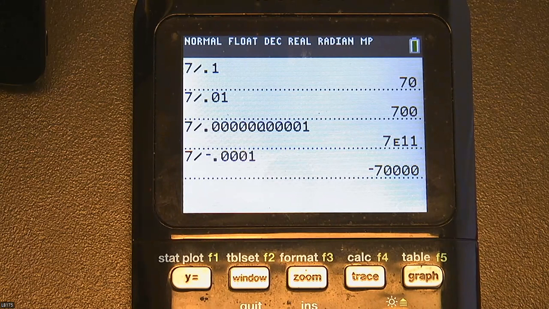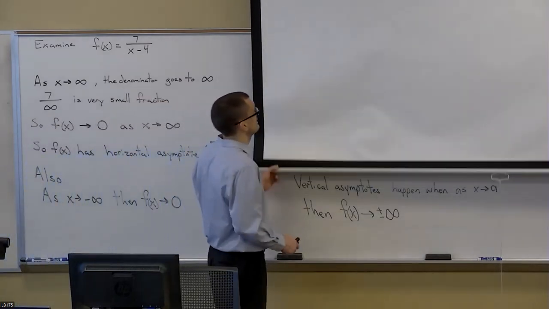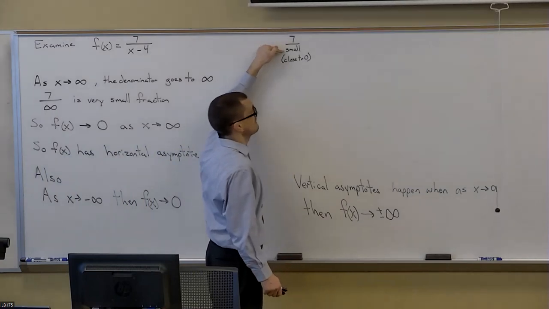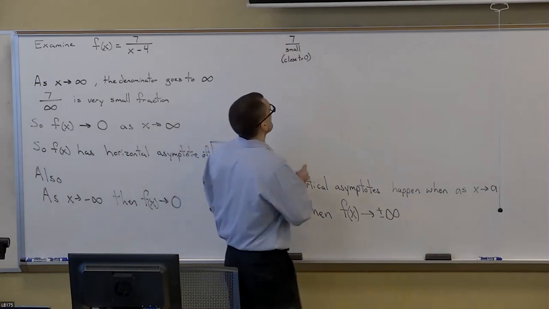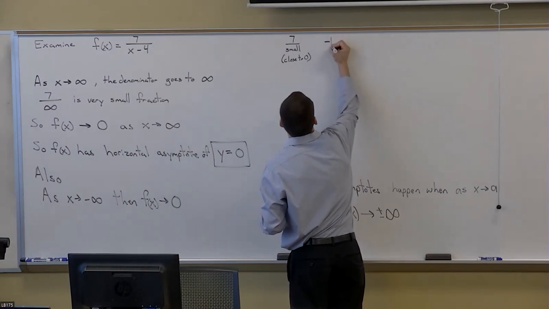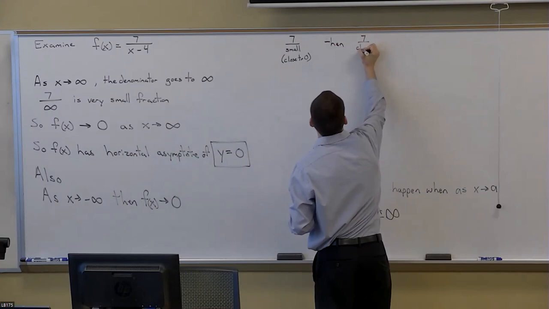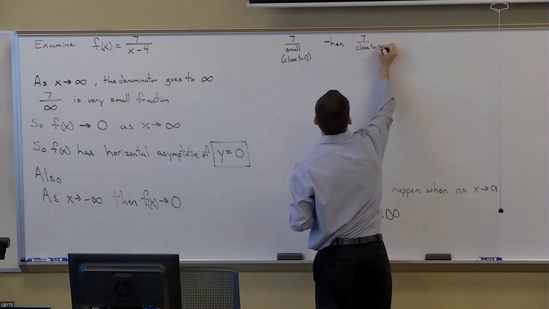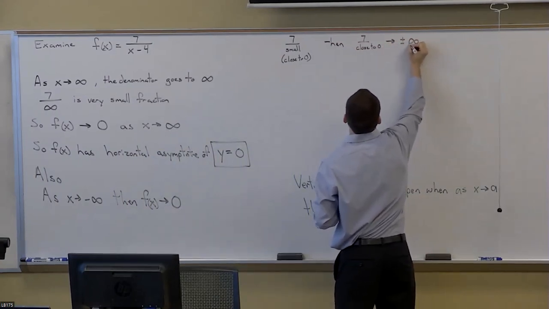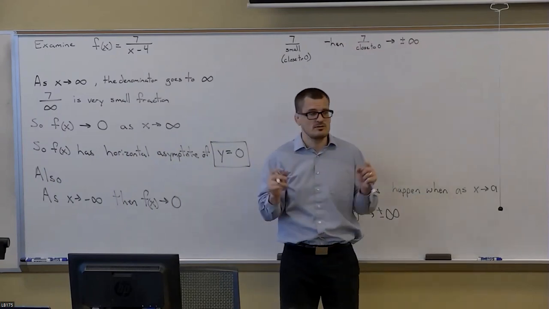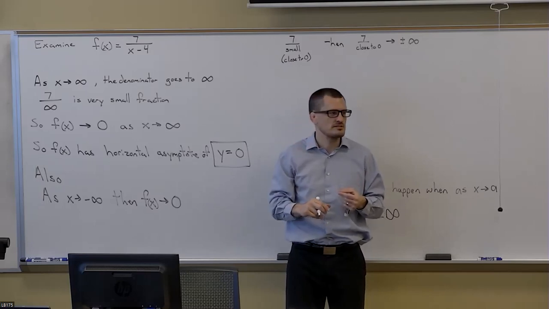So as this fraction has a denominator that's getting closer and closer to 0, then 7 over something that's close to 0 is going off to either positive or negative infinity, depending on whether we're dividing by negative numbers or dividing by positive numbers. Does that make sense?